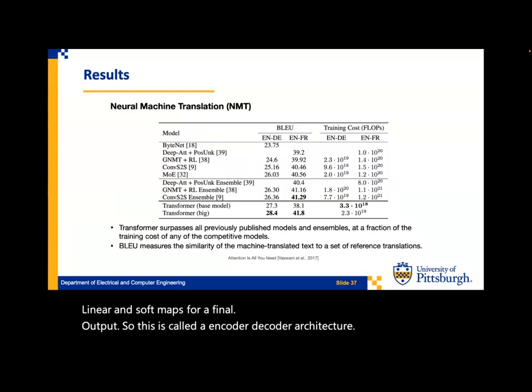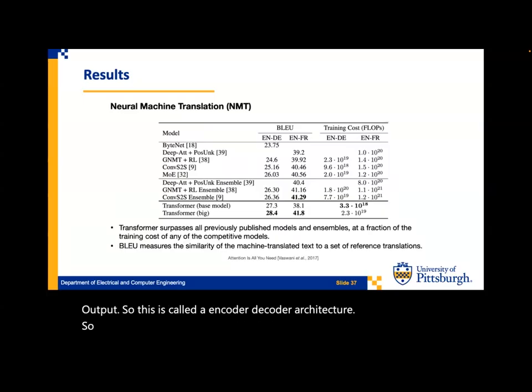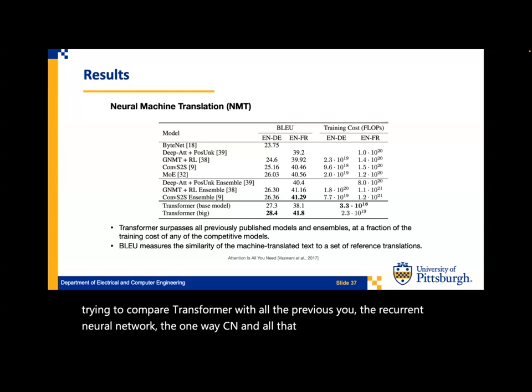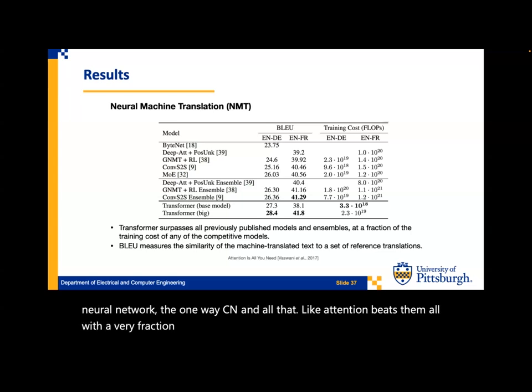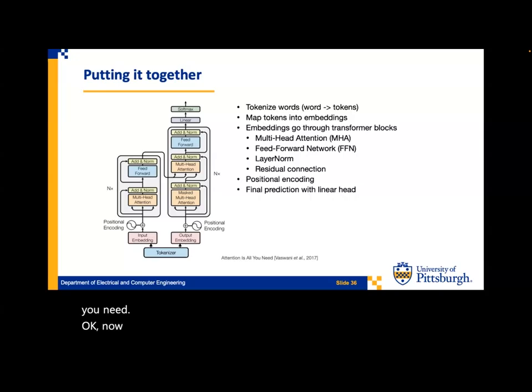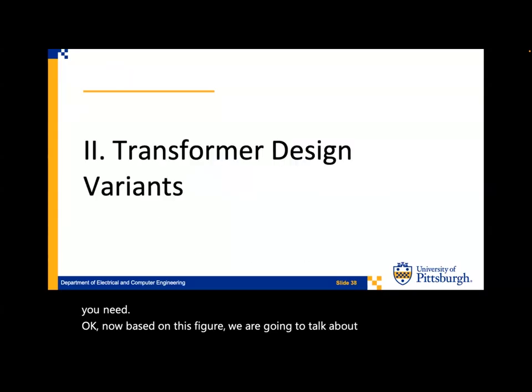So, results. When the attention paper was first published, people started trying to compare the transformer with all the previous models, the recurrent neural network, the one-way CNN, and all that. Attention beats them all with a fraction of the training cost. So that's why it's called attention is all you need. Okay. Now, based on this figure, we are going to talk about some design variations.